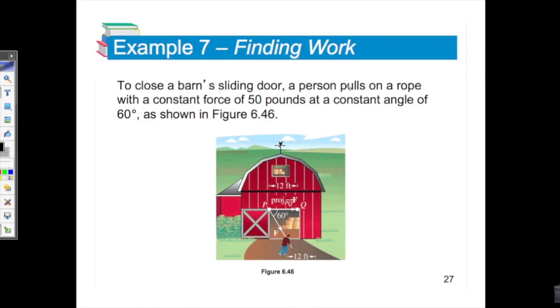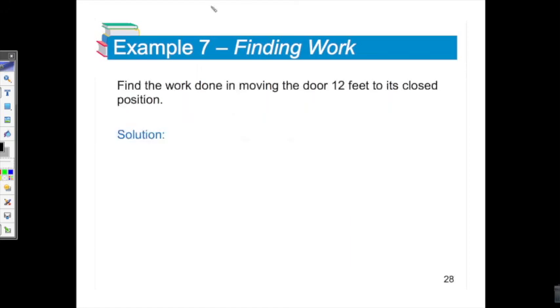To close a barn sliding door, a person pulls on a rope with a constant force of 50 pounds at a constant angle of 60 degrees, as shown in this figure. Now, the actual force that's needed to close the door is that projection vector going directly horizontal, not the one that's pulling at that angle. So we have a little bit of work to do in order to find that work.